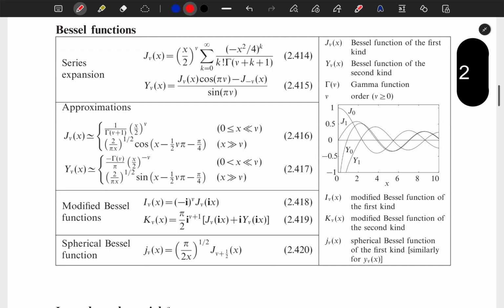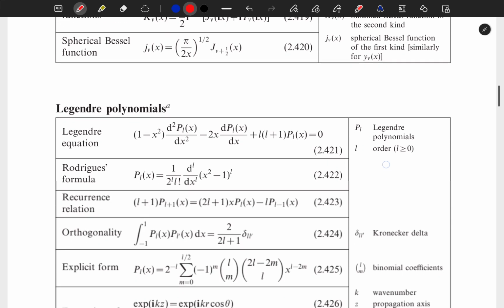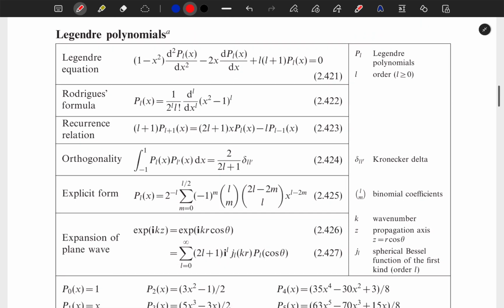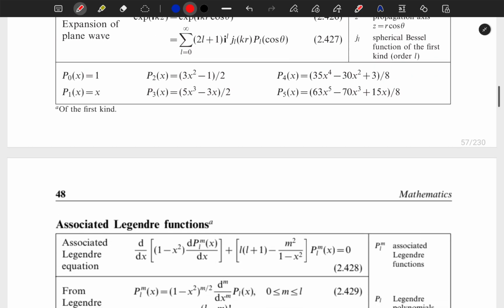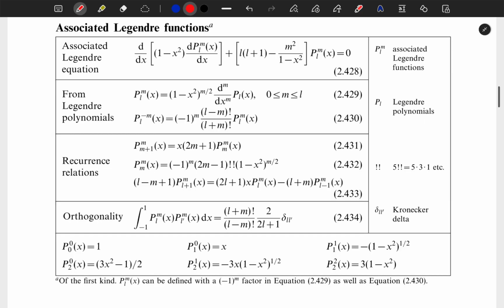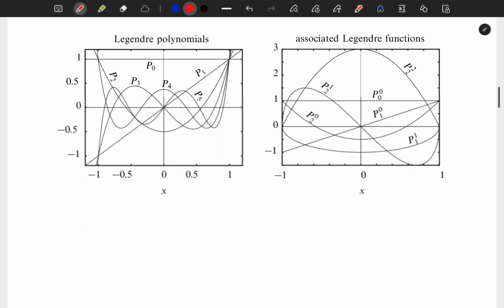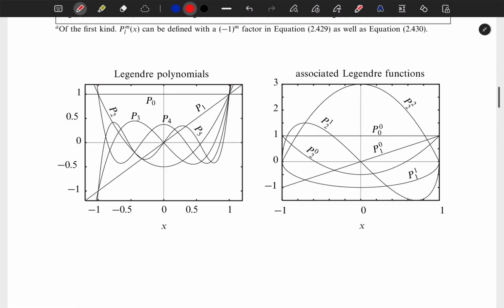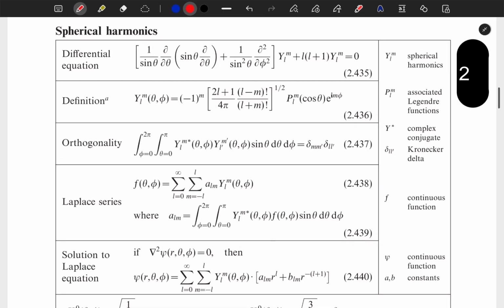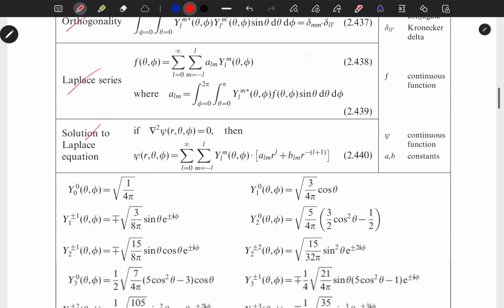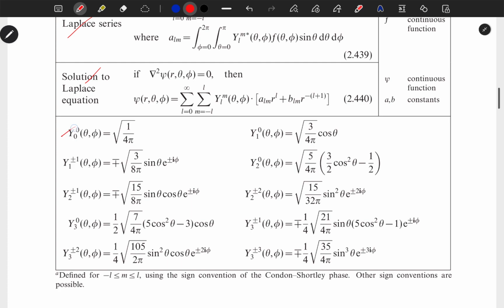Then Bessel function, Legendre polynomial, associated Legendre polynomial. This is the solution for it. Spherical harmonics: differential equation, definition, orthogonality, Laplace series, solution of Laplace series. These are the different forms.